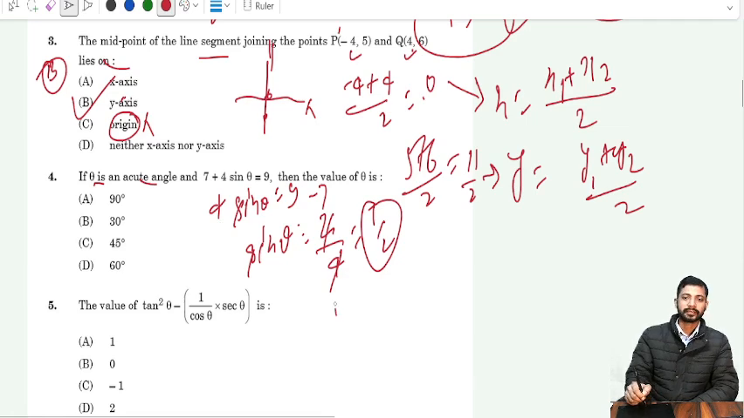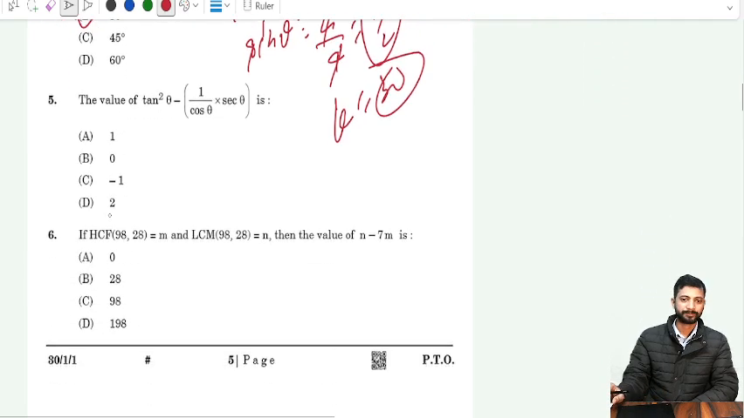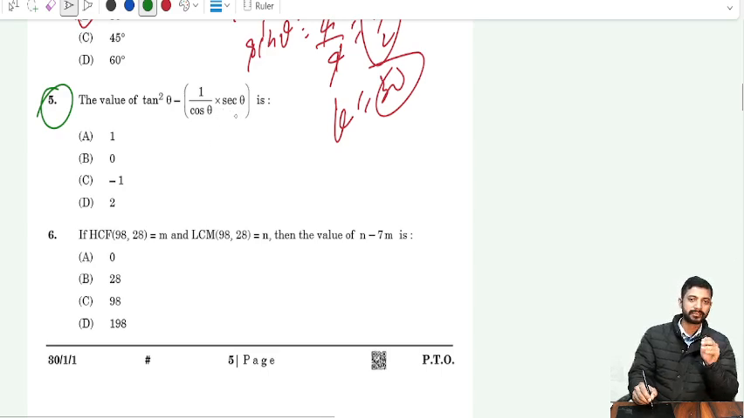So here theta is equal to 30 degrees. The correct answer is option B. Next, let's solve the next question. Question number 5. Here you are given tan square theta minus 1 by cos theta into sec theta.